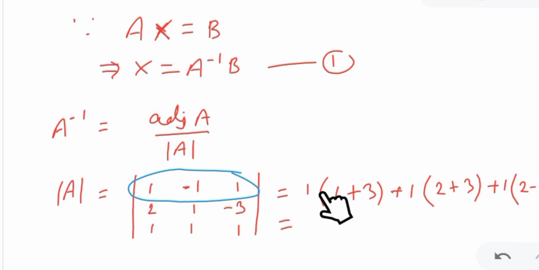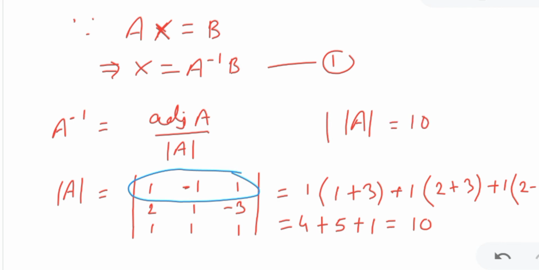So 1 into 4 will be 4. I am writing directly 4, plus 1 into 2 plus 3 is 5, so 1 into 5 will be 5, plus 1 into 2 minus 1 is 1, so 1 into 1 will be 1 only. So in this way we got 4 plus 5 is 9, 9 plus 1 is 10. So the determinant of A we got as 10.